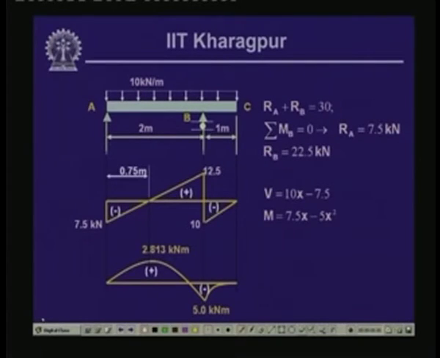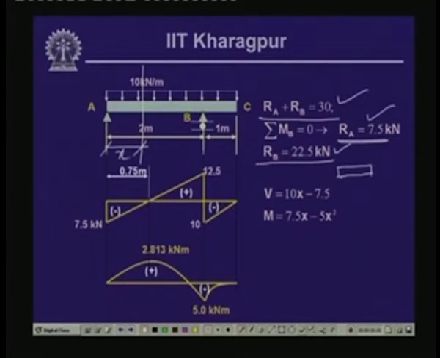Now, here we have plotted this, you can have a look at it. So, Ra plus Rb equals 30 kilonewton, and as we have seen, Ra is equal to 7.5 kilonewton and Rb is equal to 22.5 kilonewton. Now, let us take a section here at a distance of x, so that we can draw the free body of that particular part. So, if we draw the free body of that part, we have the reactive force Ra, here we have the shear force V and the bending moment M, and the uniformly distributed load which is acting over this particular segment, and the length of this segment is x.